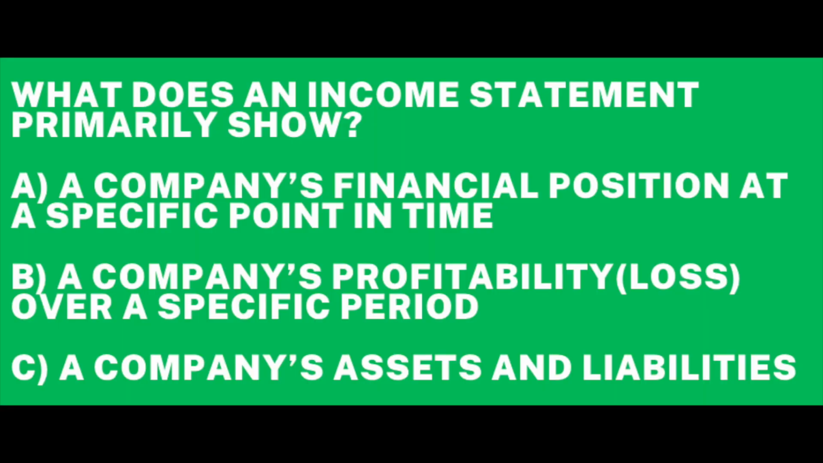So you made it to the knowledge check. Congratulations for not just turning off this video. What does an income statement primarily show? A, a company's financial position at a specific point in time. B, a company's profitability or loss over a specific period of time. C, a company's assets and liabilities. The answer is B, a company's profitability or loss over a specific period in time. If you got that wrong, just rewind this video and go back and rewatch the income statement explanation.